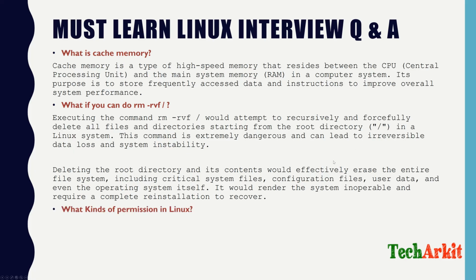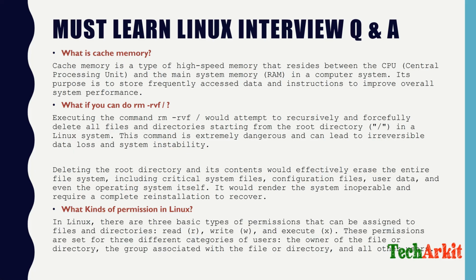What kinds of permissions do you have on Linux? In Linux, there are three basic types of permissions that can be assigned to files and directories: read, write, execute. Read is 4, write is 2, and execute is 1. So that's how it works.